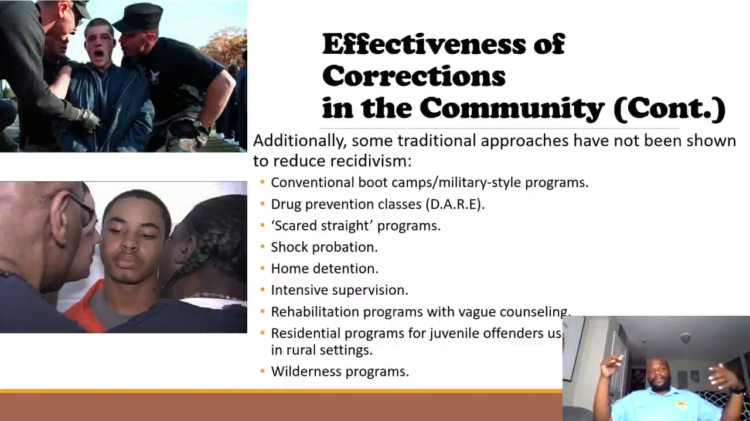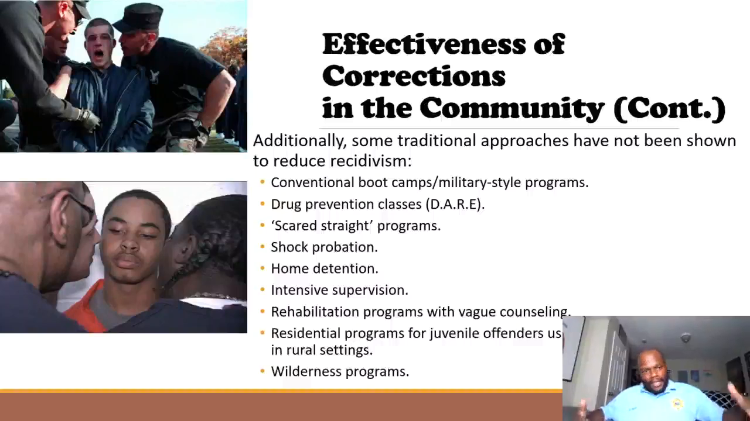Scared straight programs, like you see at the bottom or on the left side of your screen, inmates yelling in the face of an offender. Doesn't work. I actually had a conversation with some family members about this the other week. It doesn't work. Kids find it funny. Now, they don't laugh because they have an inmate in their face, but guess what? The inmate can't touch them. They can get in their face and be like, yeah, what? I'm going to make you mine.